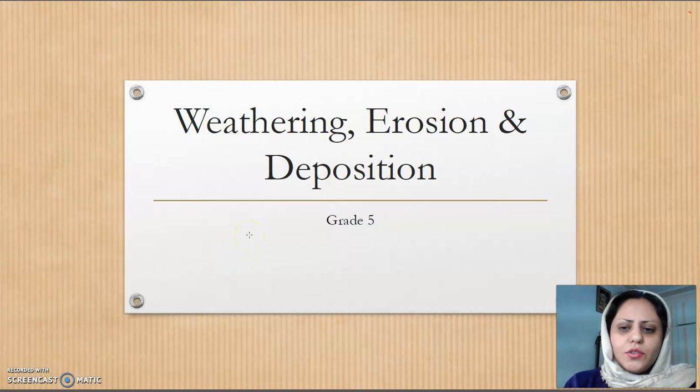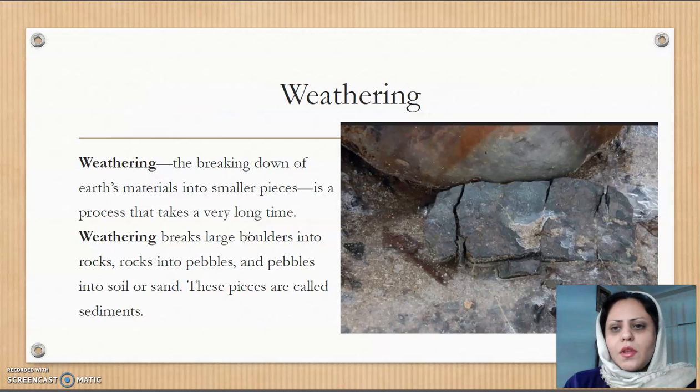Hello everyone, today we are going to talk about weathering, erosion and deposition, which are three processes related to each other. Okay, so what does weathering mean? First, let me define it for you. Weathering is the breaking down of Earth's material into smaller pieces, like the rocks and the boulders.